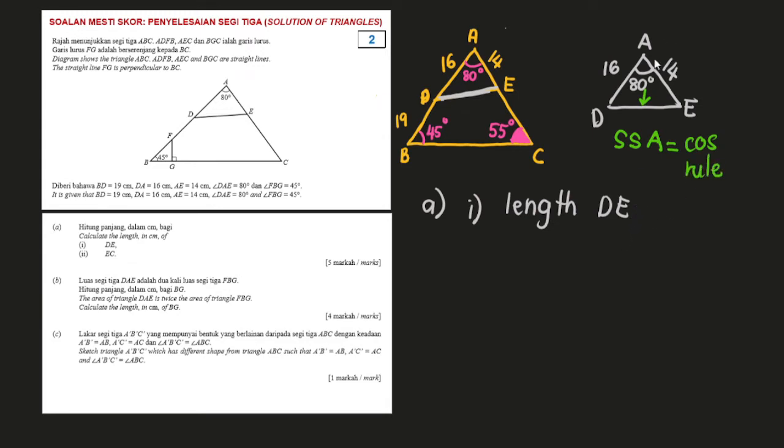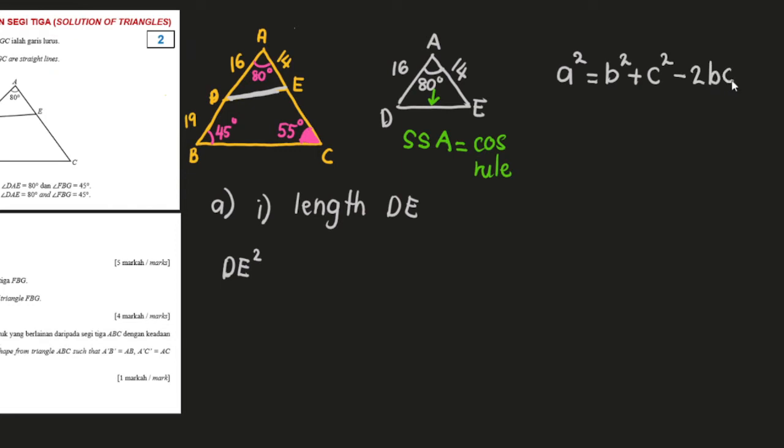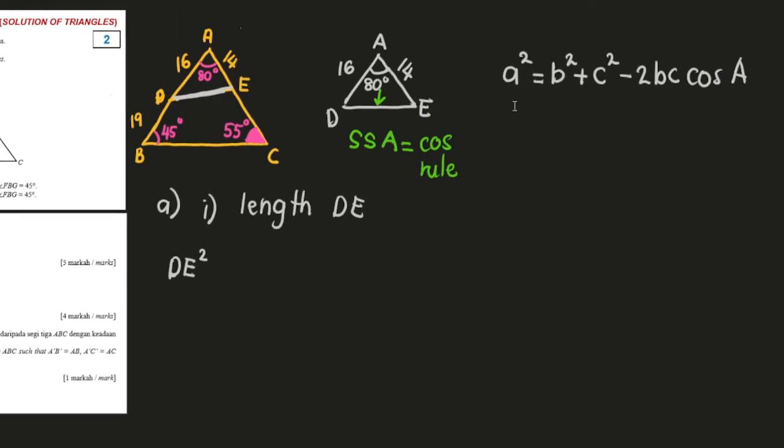Which length are we finding here? We are finding DE, right? So the DE you write on the left hand side. So it's going to be DE square. For those of you who are not familiar, the formula is, and you can look at your SPM formula paper also, a square equals b square plus c square minus 2bc cos A. So this is the formula.